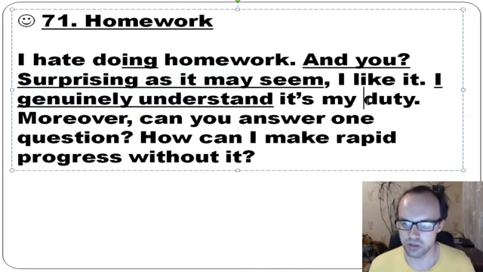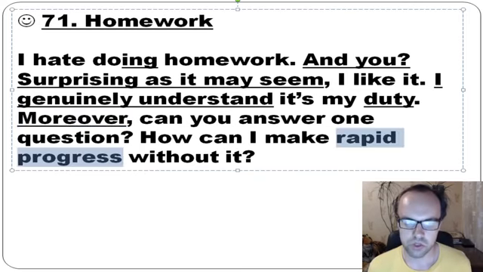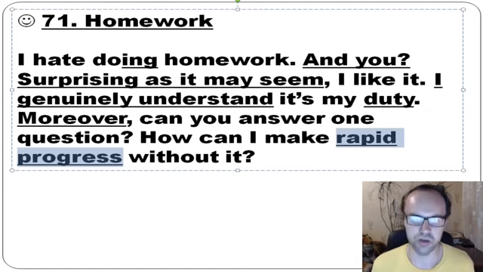It's my duty. It's something that I need to do. Moreover, we talked about that. When we add some points, we can use moreover, more than that, in addition to it. Can you answer one question? How can I make rapid progress without it? Rapid progress or good progress? If you don't do homework, how are you going to make good progress?